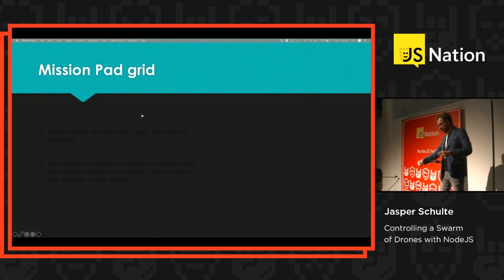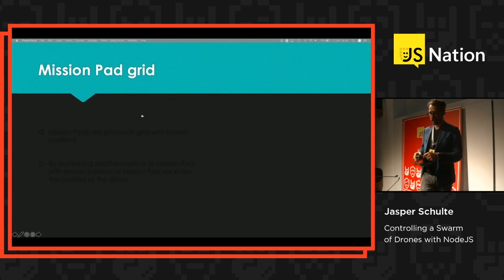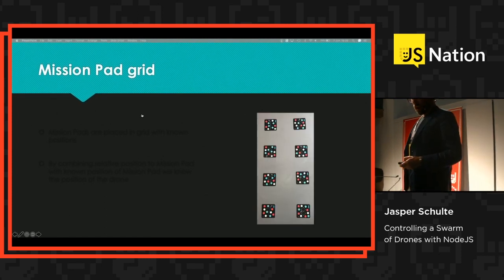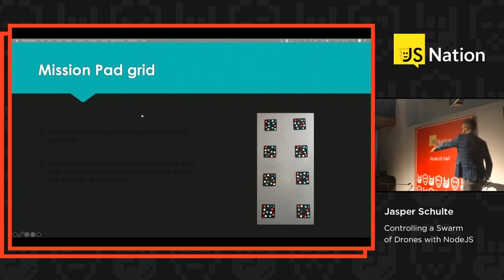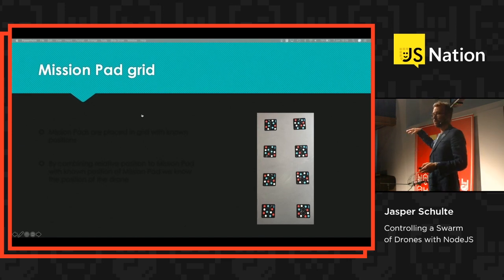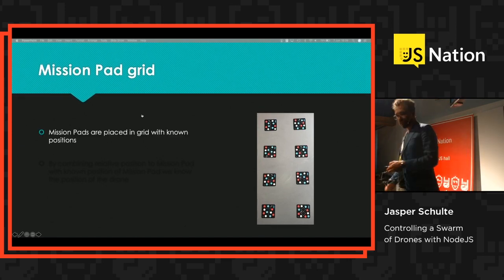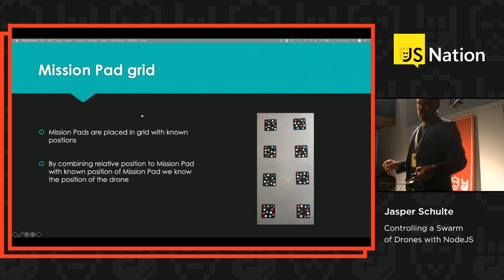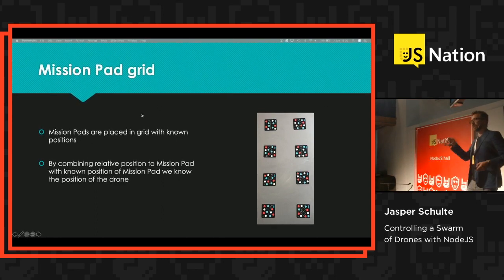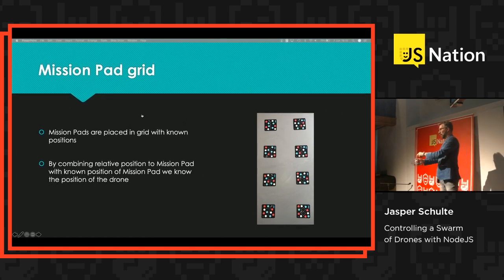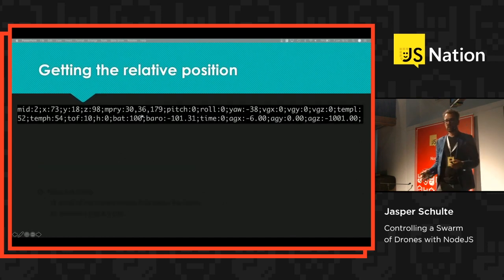So at this point, it will tell you it's not exactly above this pad. It's like 20 centimeters that way in that dimension. So now that's why we have this grid. We have the 8 unique pads. We also know the exact positions. These are not put down by chance. Of course, I put them in a very specific place because I know where these mission pads are located. And by combining the relative position we get from the drone compared to the pad, we will know the relative position of this drone within this whole grid. And that's basically what we want to know, right?